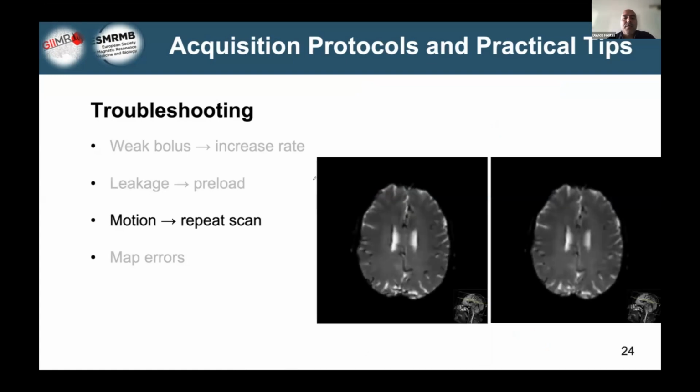On motion, it is preferable to repeat the scan rather than lose the acquisition, particularly when we are assessing pseudo-progression versus true progression. For small motion, such as that shown in the left video, the current processing tools available in the clinical setting allow for a minor correction.